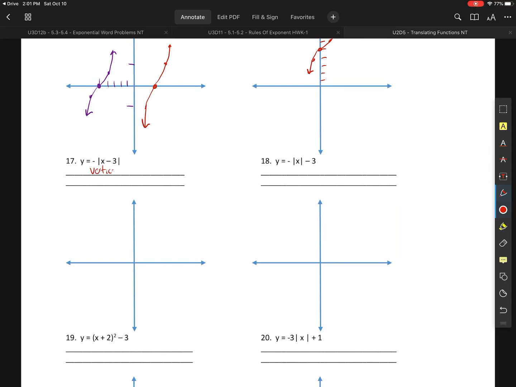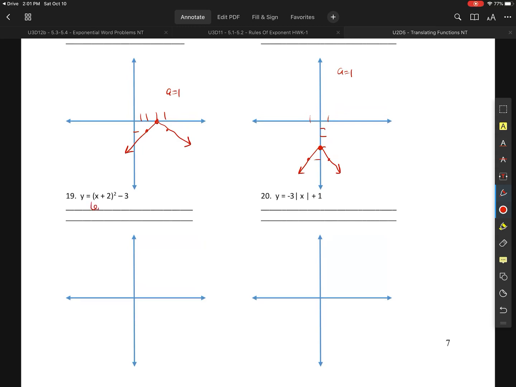Vertical flip. Right 3. 1, 2, 3. A equals 1. Down 1 over 1. Down 1 over 1. V shape. Vertical flip. Down 3. 1, 2, 3. A equals 1. Down 1 over 1. Here's my absolute value graph.